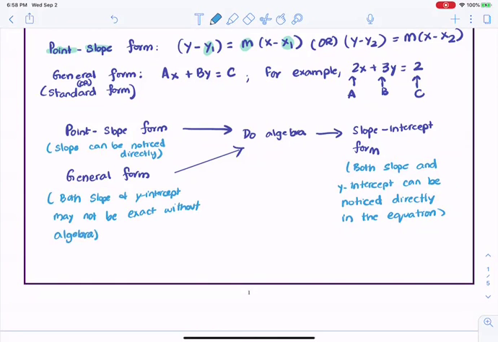In other words, you may see the exact slope and y-intercept just by looking at the general form, or you may not. We may have to do a bit of algebra, which is why if you have an equation in point slope form or general form, there is a need for a bit of algebra prior to getting it in slope intercept form. But slope intercept form is nice. Anytime you have an equation in slope intercept form, we could find the equation right away.